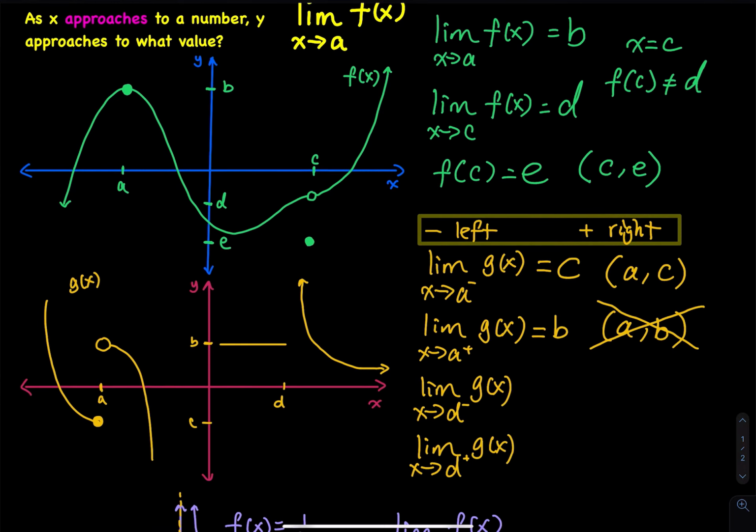How about d? So as x approaches d from the left, right here, y approaches b, right? So that is equal to b. Do we have a solid point? Yep. When x is equal to d, y is equal to b. And then how about d plus? D plus means as x approaches d from the right, so here is your right hand side, there is an arrow that goes all the way up, so that means that is equal to infinity.